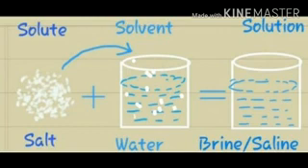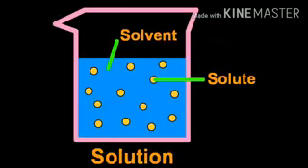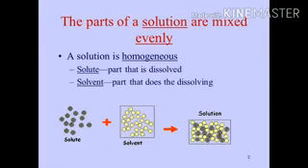Different concepts are used in this dissolving process, and they are solute, solvent and solution. Solute is the substance that dissolves, that is salt. Solvent is the substance in which the solute dissolves, that is water. And the solution is what we get when the solute dissolves in the solvent.